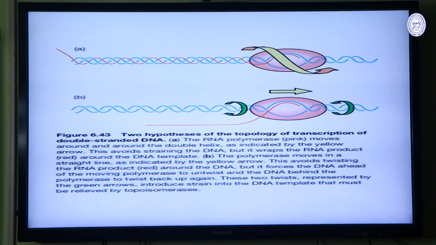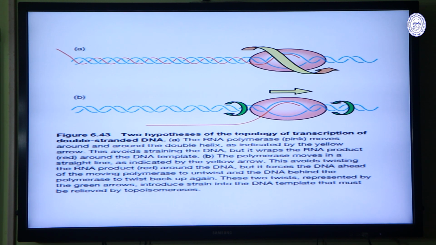template. So, this is one hypothesis, and the other hypothesis is that RNA polymerase moves in a straight line. When it moves in a straight line, the newly synthesized RNA chain is associated with the template DNA for 8 to 10 bases, and the rest of the RNA will be liberated from the template DNA by the RNA polymerase exit channel.